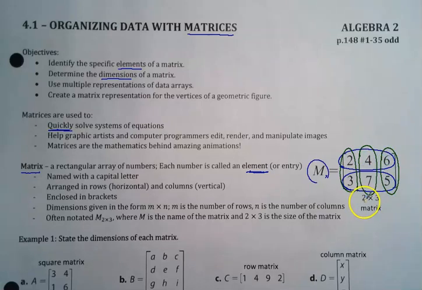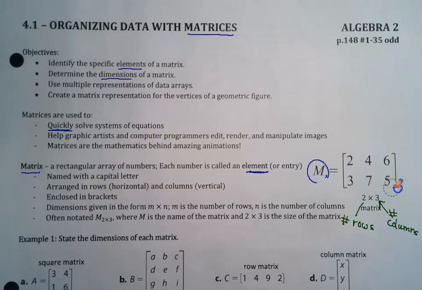This is why it's called a 2 by 3 matrix. It has 2 rows, so the first number is the number of rows, and the second number is the number of columns. That's how we name them. It is always enclosed in brackets. I've covered up the brackets there, so hopefully you got those notes down. It is always enclosed in brackets.